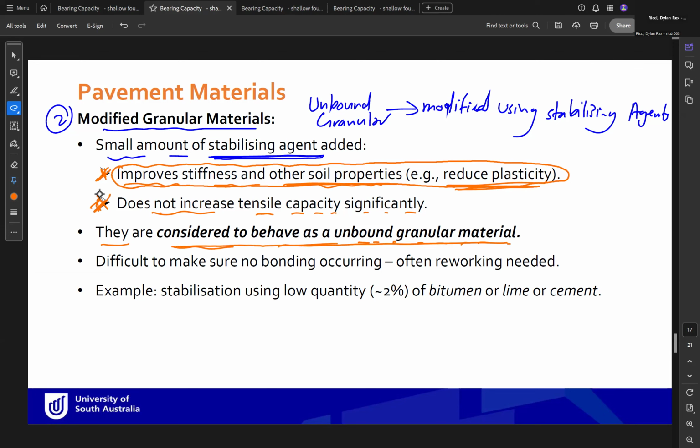They are considered to behave as unbound granular material. So this is also one important note here: the modified granular material is still considered as unbound granular material.